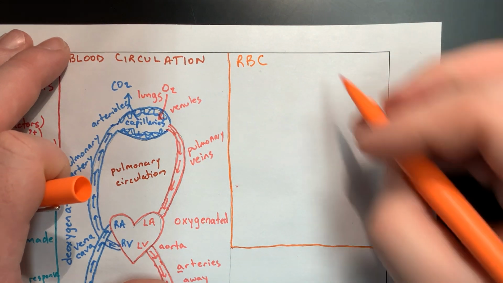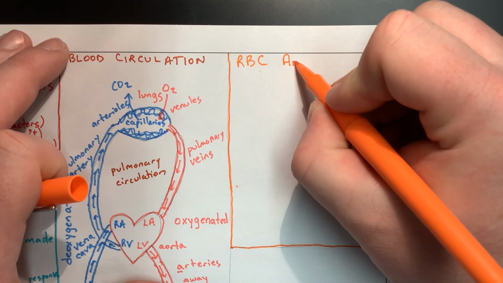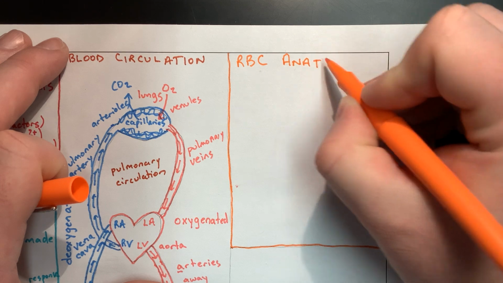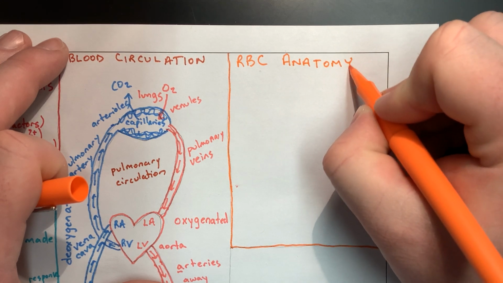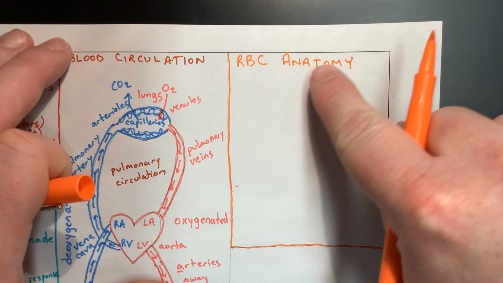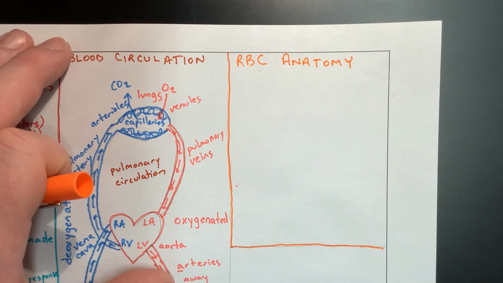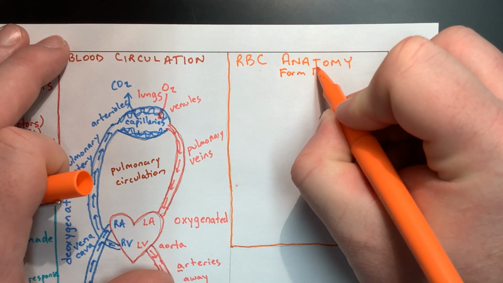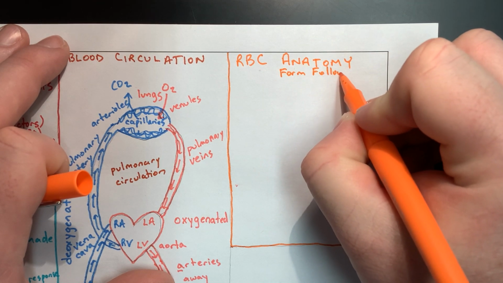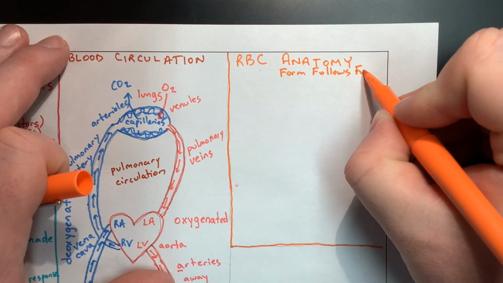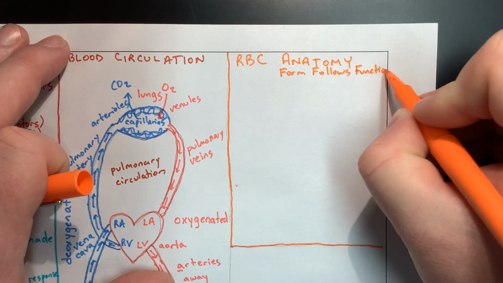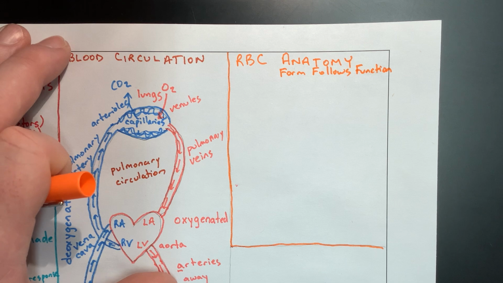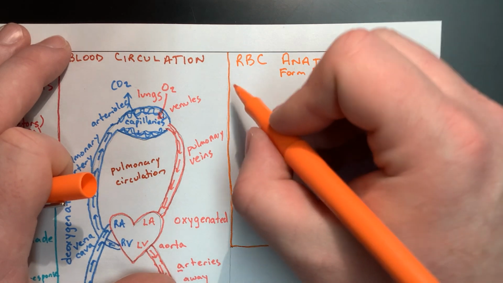I want to talk a little bit about their anatomy, because red blood cells are really cool, specialized cells, and their specialized structures really fit their specialized function. We call that form follows function. So what exactly does a red blood cell look like? Well, it looks a little bit like a donut.